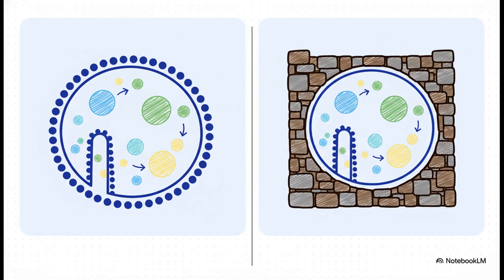Now, every city needs a border, and for a cell, that's the cell membrane. You can kind of think of it as a super flexible gatekeeper. It's selectively permeable, which is really just a fancy way of saying it's the club's bouncer. It decides exactly who gets in and who gets kicked out. But some cells, like you find in plants, need a little something extra. They build this rigid outer fortress, the cell wall, for more structure and defense.